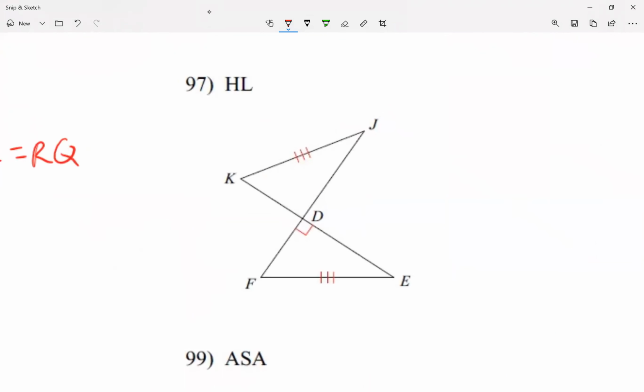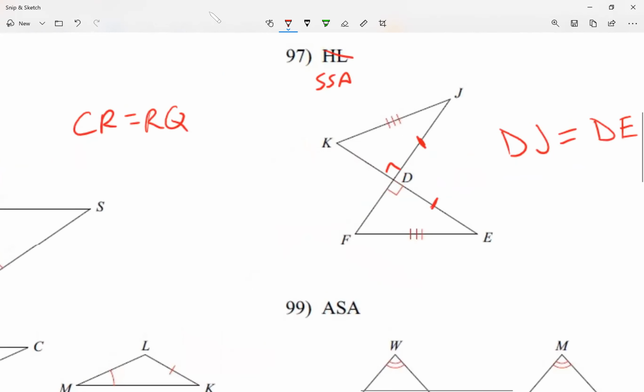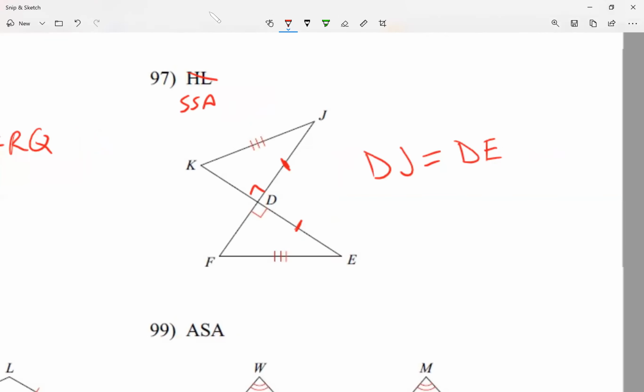Now, HL, to begin with, I can mark this side. HL is the same thing as side angle. Okay. So I can mark this side with this side. So I'm missing the side DJ is equal to the side DE. 2 sides and the angle not in between. Now on this one, some of you might have looked at it a little different. KD equals DF. That's also correct.